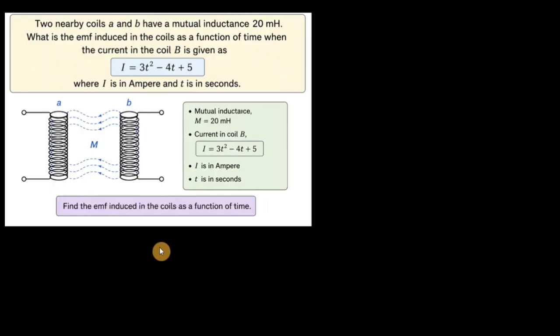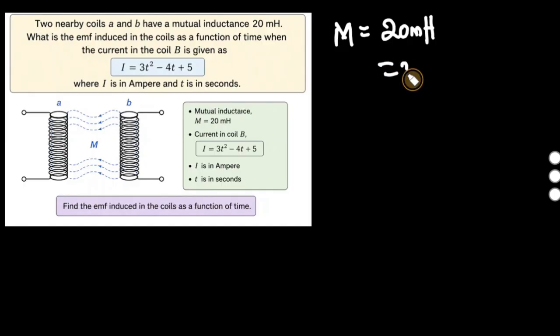This question says two nearby coils A and B have a mutual inductance of 20 millihenry. What is the EMF induced in the coils as a function of time when the current in the coil is given as a function of t, where I is in amperes and t is in seconds? So this is the first coil and this is the second coil, and they are said to have a mutual inductance of 20 millihenry. So this 20 millihenry is 20 times 10 to the power of negative 3 Henry.